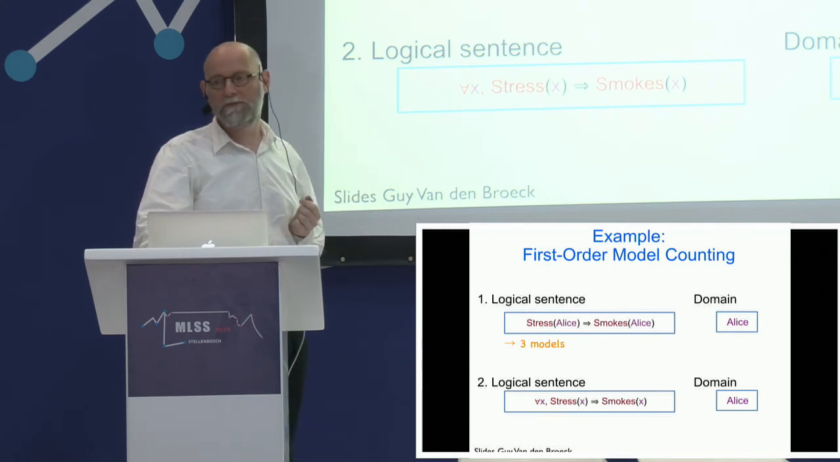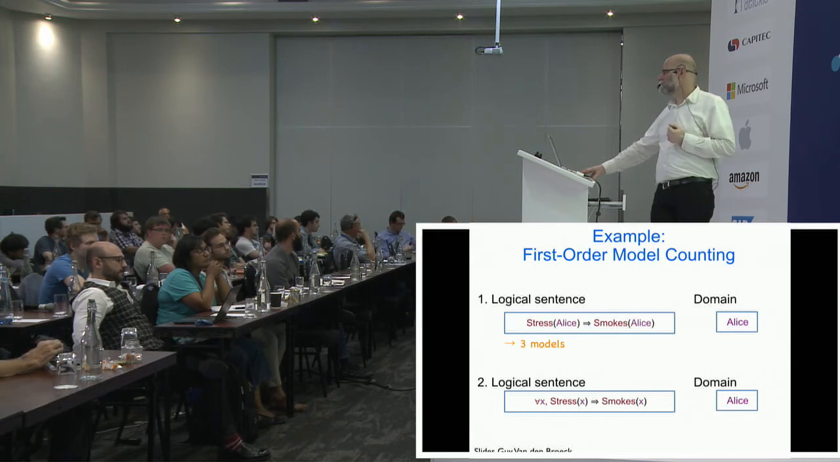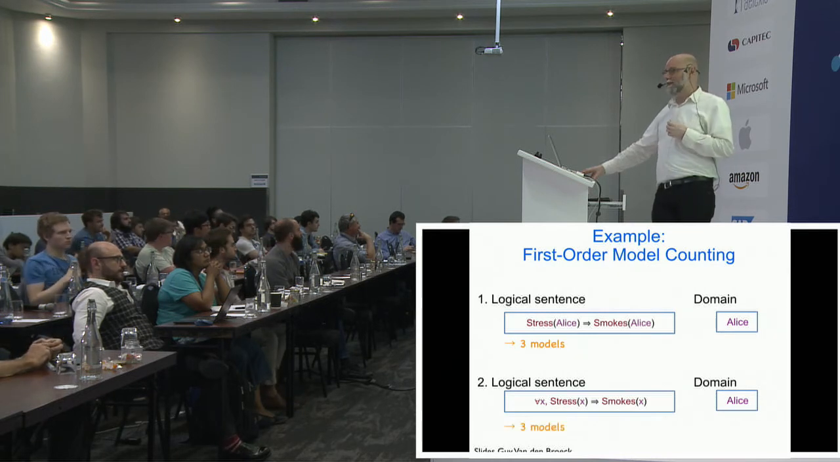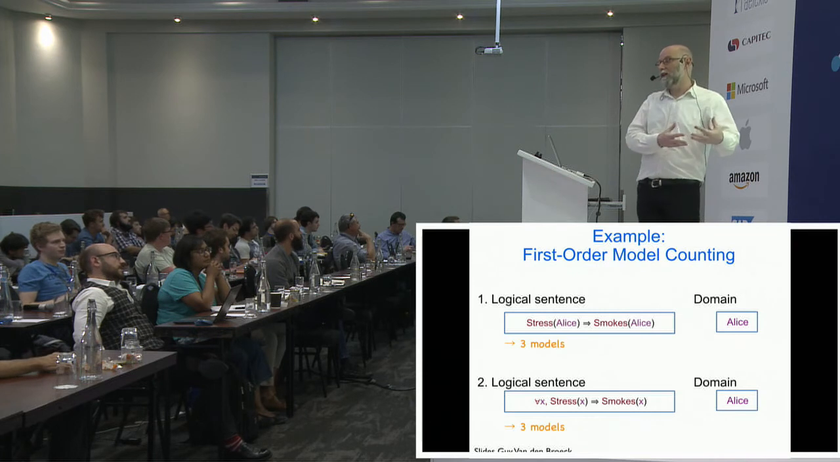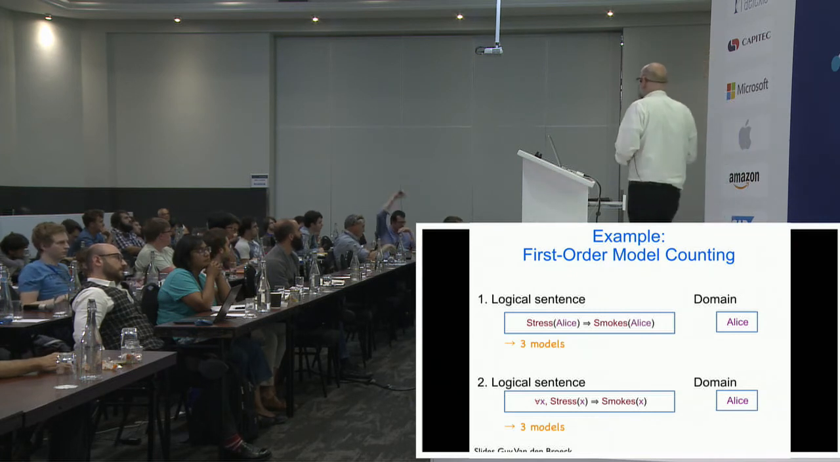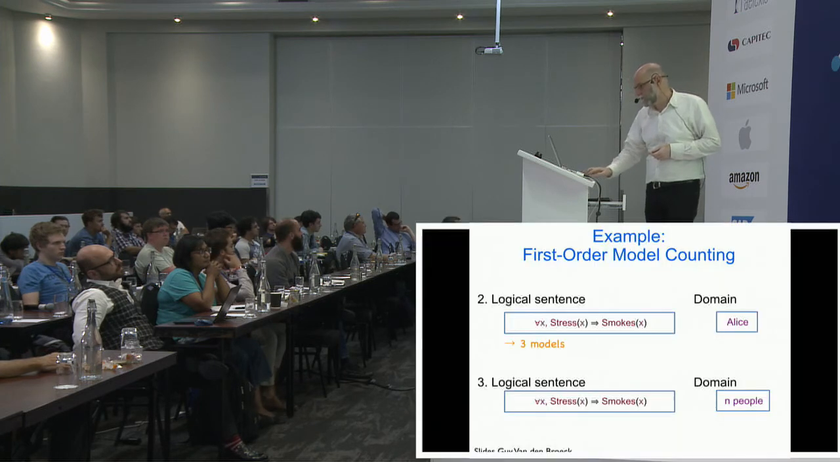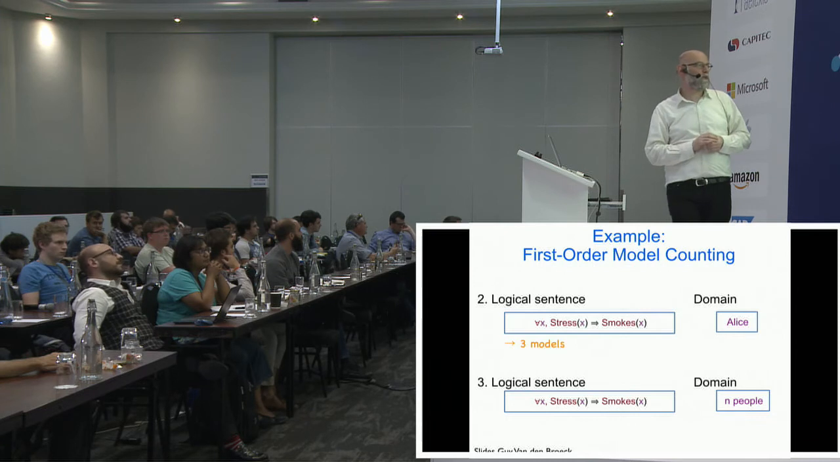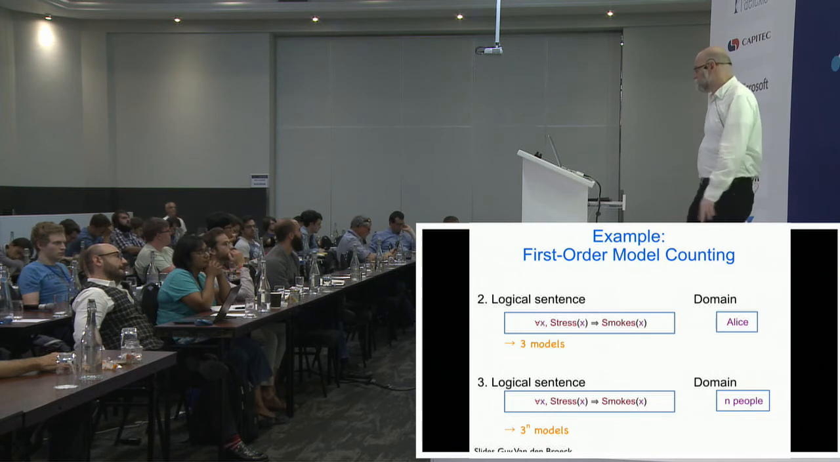For all x, there's just one possible x. So anybody? It's three, yes? So that's easy. Let's make it a little bit harder. Let's, instead of having one element in our domain, now go for multiple elements. Anybody having, three to the power n? Because all of the models will be, in a sense, independent, and so that's what you will get.